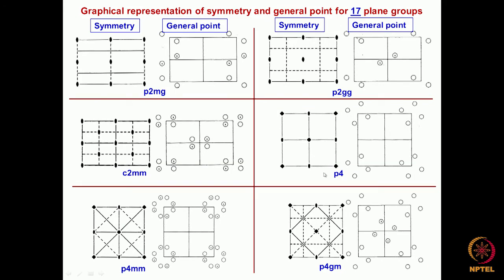If we look at the square lattice P4, we can put a motif at this particular general point which has been placed, which is what is shown in that. We can put a motif at the lattice point where fourfold symmetry is there. We can put a motif at the center where fourfold symmetry is there. We can put a motif at these points also where twofold symmetry is there. Then also we can generate a lattice. So there are many possibilities.